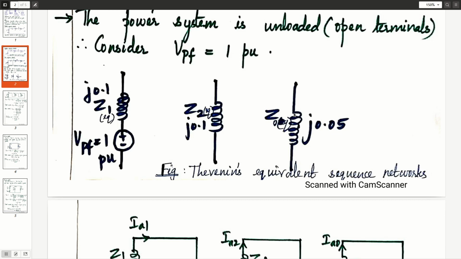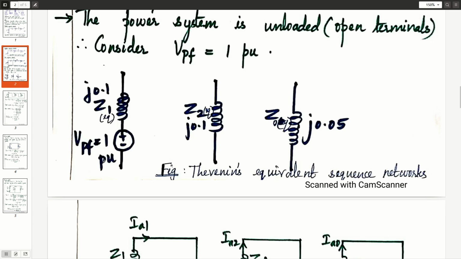So now according to step 2, we have drawn the Thevenin equivalent positive sequence, negative sequence and zero sequence networks. This VPF will appear only in the positive sequence network. It is an unloaded power system network. At the receiving side, that is terminal R, it is left open. So for an unloaded power system, we consider VPF equal to 1 per unit.